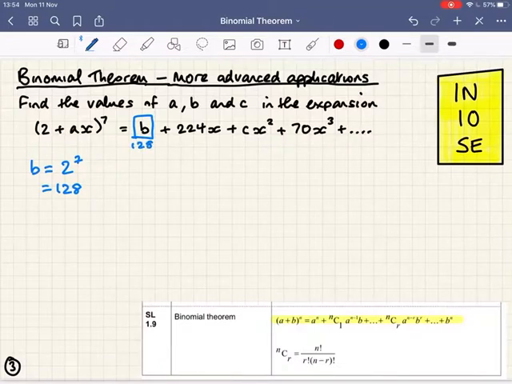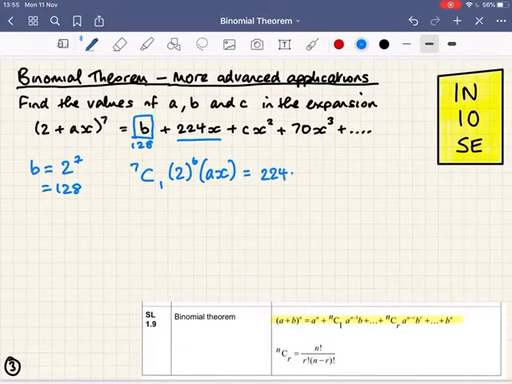What can I find out now? Well, I know that the second term, which we've been given the solution 224x, I would have found by doing 7C1, because the x is being raised to the power of 1. Then I'm going to be multiplying that by 2 to the power of 6, and then by ax to the power of 1. I need to get an answer at the end of 224x in order to find my missing value of a.